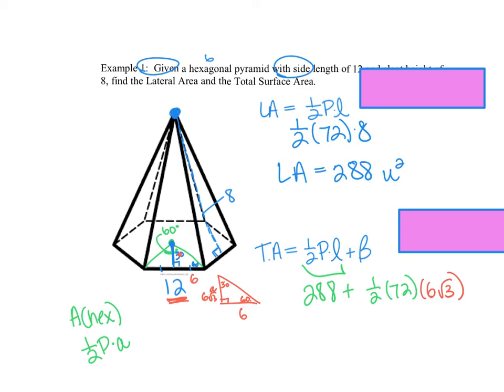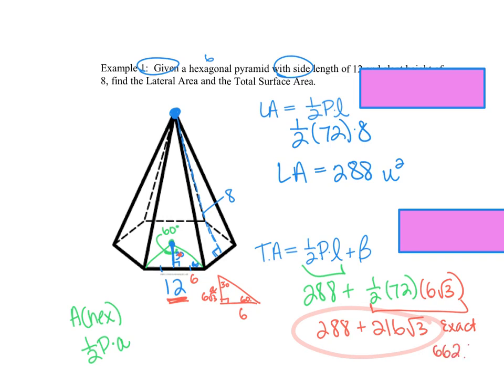All right, so let's finish this up. So now let's figure out what this is. We need half of 72, which is 36, times 6 root 3. So we have 216 root 3. If we were to write this exact, for whatever quiz or test, maybe I say leave it exact, this right here would be exact. That's your exact. If I asked you to round to the nearest, I don't know, tenth, we would actually add everything together. 288 plus 216 square root of 3 is 662.1 units squared, right? So that also should have units squared there.